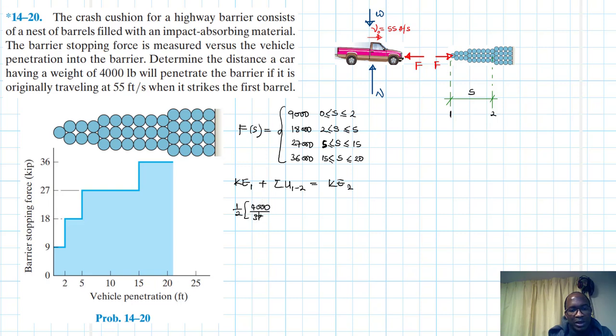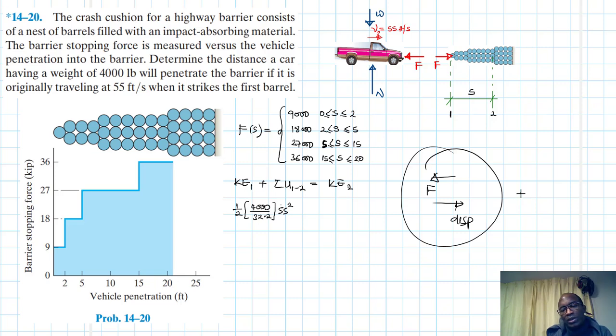So this is going to be equal to half the mass of the car, which is 4,000 pounds divided by 32.2, times 55 squared. And then for the work, we have the deformation in this direction while the force is in the opposite direction. So we have the force like so, and then we have the deformation like so. This is giving us a negative work.